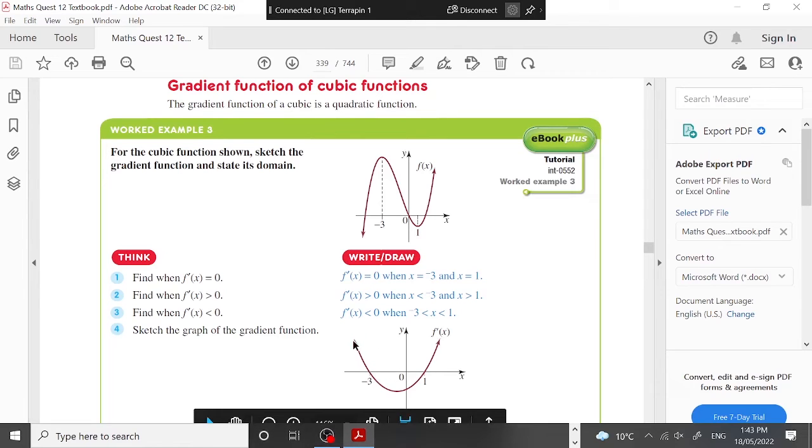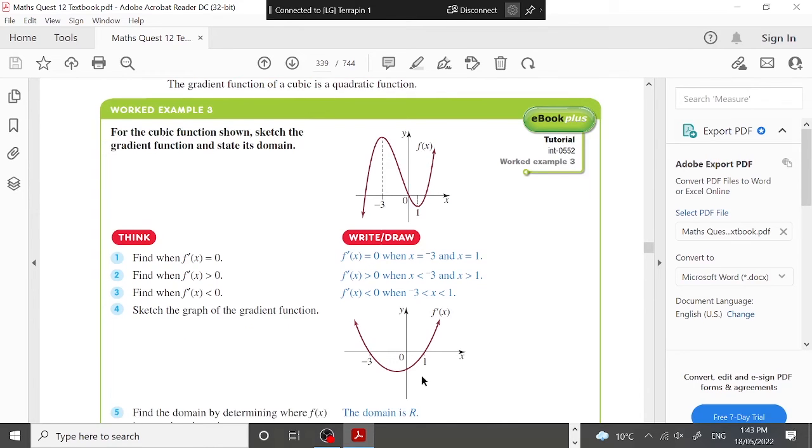Then we just need to think, all right, to the left of -3, it's a positive gradient, and so the curve of our gradient function has to be above the x-axis because that's where it's positive. It's positive again after x equals 1, and so again that's above the x-axis. But we can see that between -3 and 1 it's a negative gradient, and so that's shown by drawing this curve under the x-axis. So not terribly complicated, you're just identifying those key points and seeing where it's positive and negative.